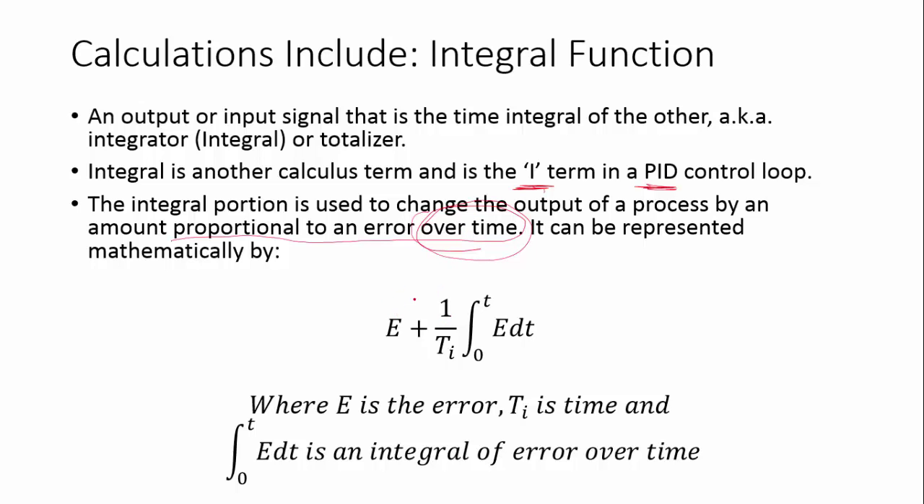Mathematically, it's represented as E plus 1 over T sub I, and this symbol is the integral symbol. This means the integral from 0 to t, which is time, of error dt. So this is the error, 1 over Ti is the time, and this is the integral of the error over time.